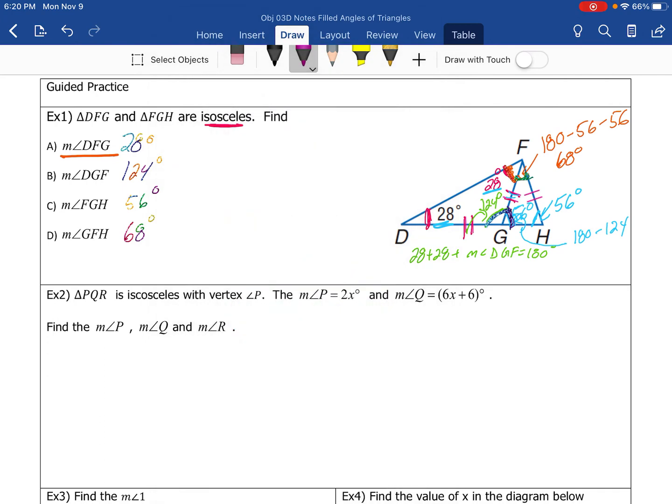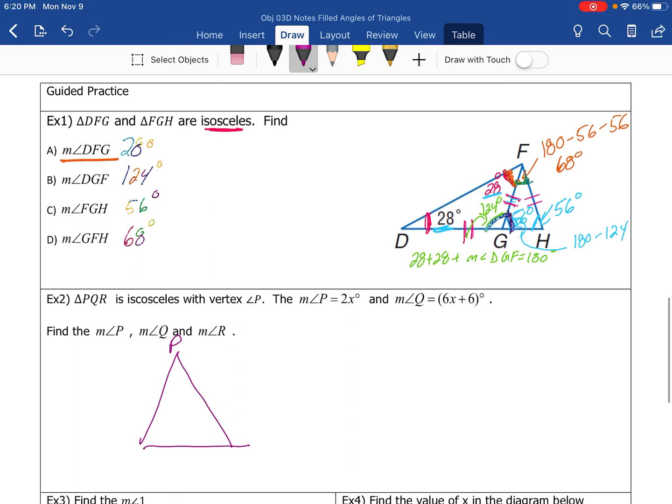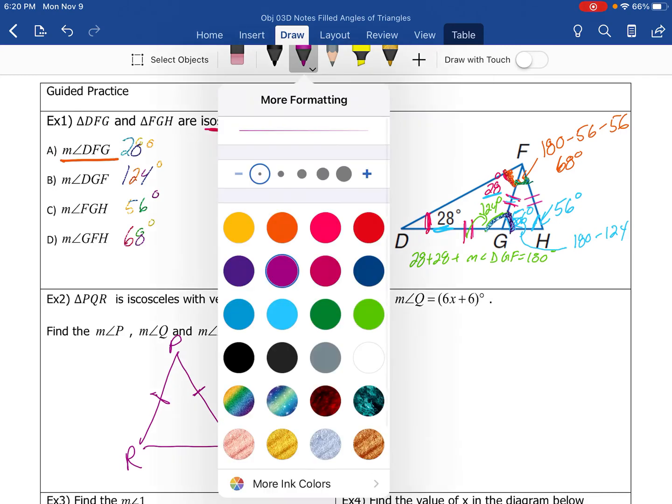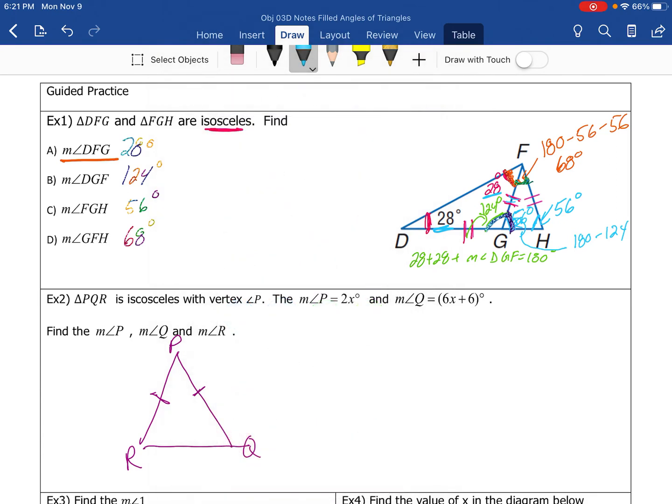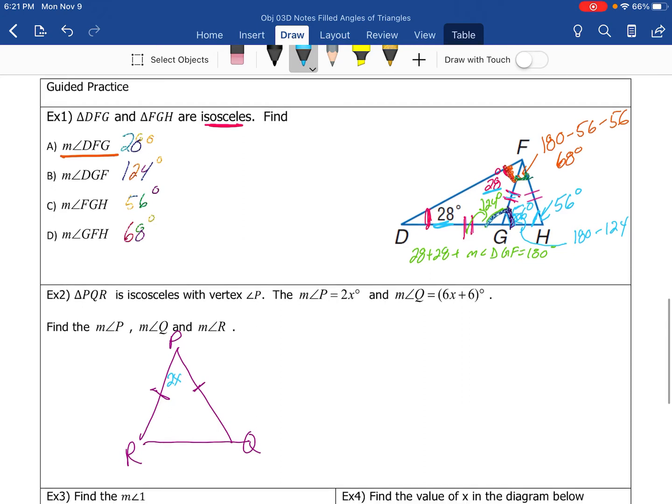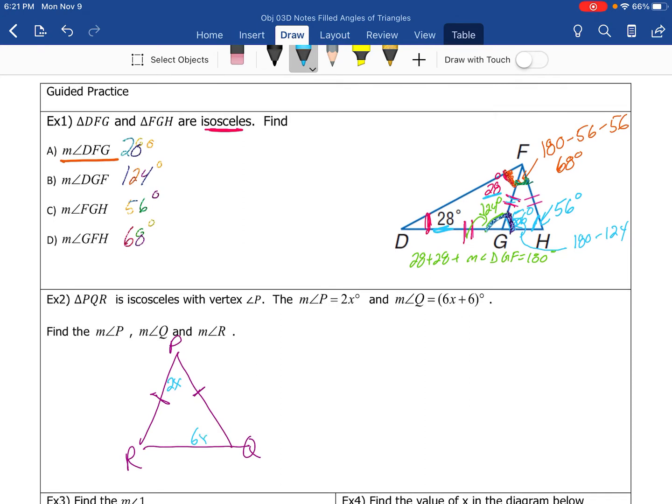Next problem. It says PQR is isosceles with the vertex P. So I'm going to put my P here because it's where I like my vertex. If P is your vertex, then these have to be your congruent sides, because the vertex angle is the angle created by the congruent sides. The measure of angle P is 2x. The measure of angle Q is 6x plus 6.